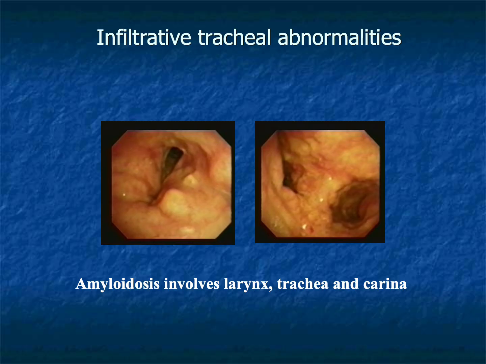Infiltrative disorders produce thickening of the airway wall and distortion of normal anatomy. Amyloidosis is a classic example. Bronchoscopic findings may include diffuse nodularity, irregular mucosal thickening, and airway narrowing involving the larynx, trachea, and carina. Unlike osteochondroplastica, infiltrative disorders often involve both cartilaginous and membranous portions of the airway. Recognition of these patterns helps guide biopsy and diagnostic evaluation.